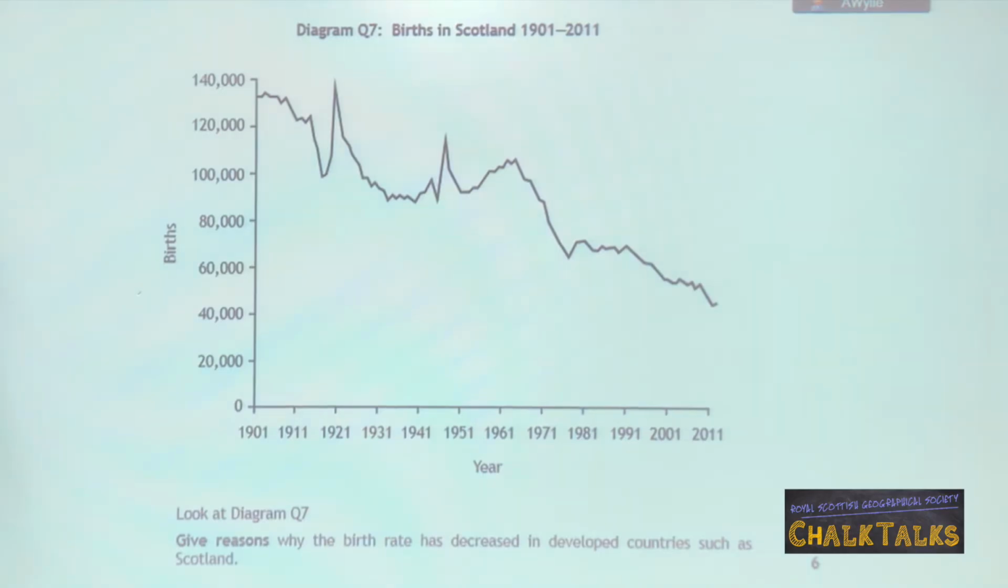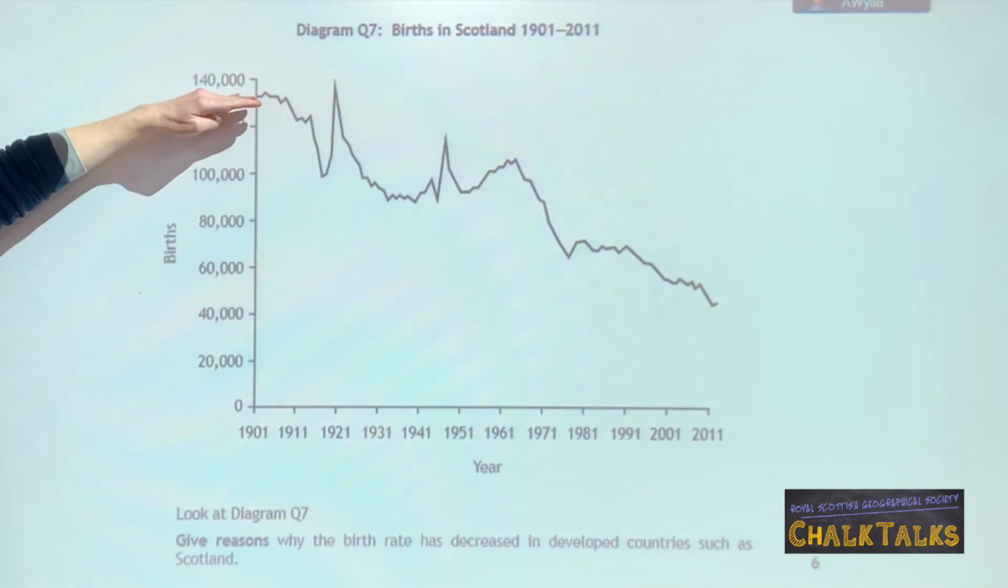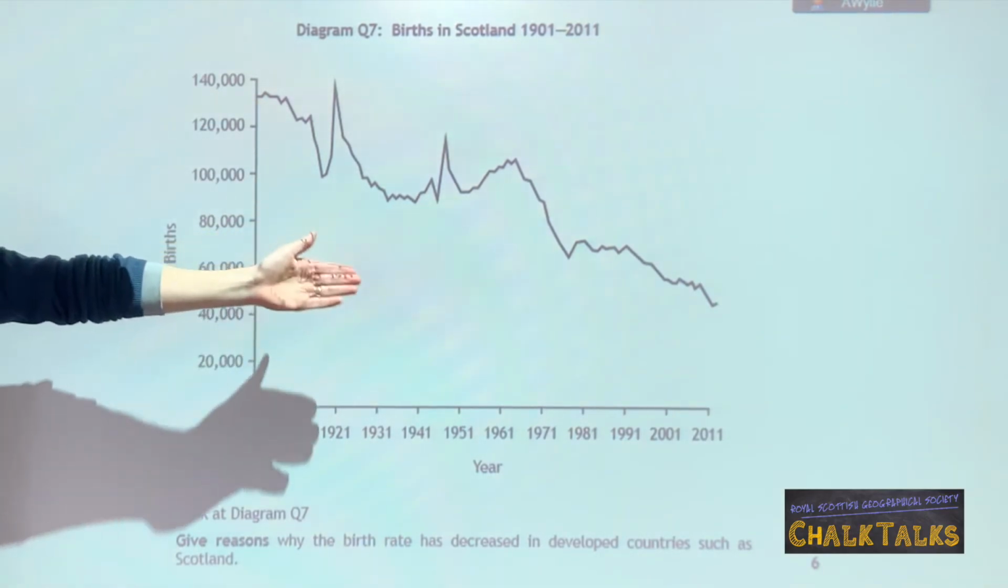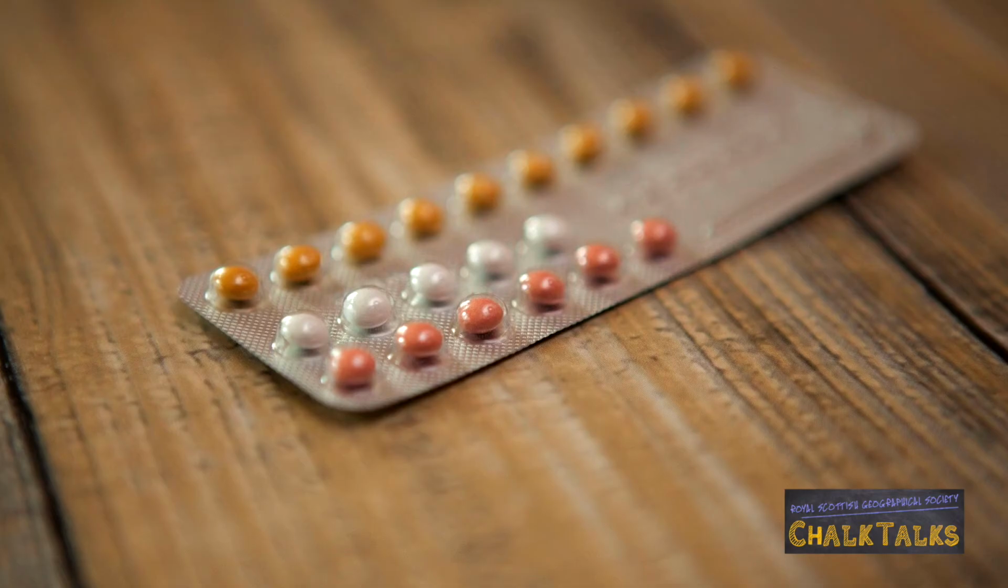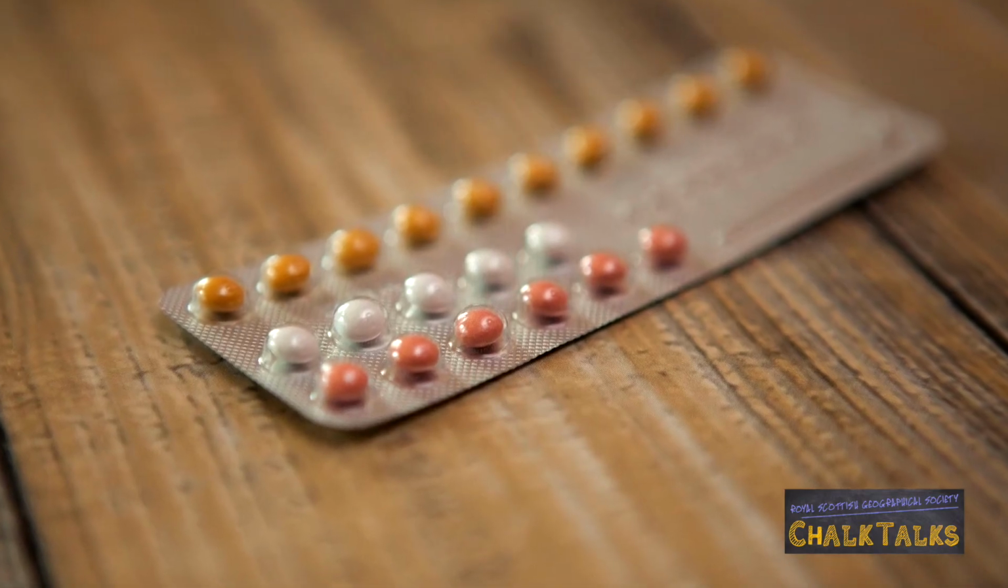And the general idea of this question is that birth rates started high in 1901, but they've fallen to 2011. And we don't actually need to say that, because that would be a description. We are looking to give reasons for those changes. Why have they decreased? We may be looking at the fact that women have fewer families because contraception is widely used, which is slowing down the number of births.